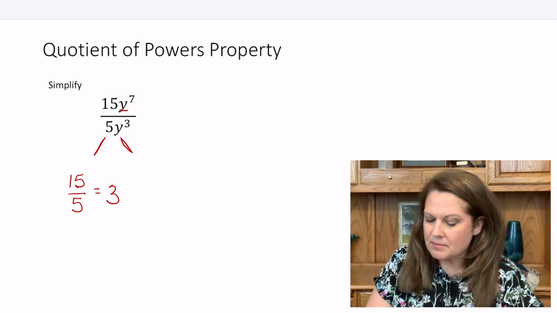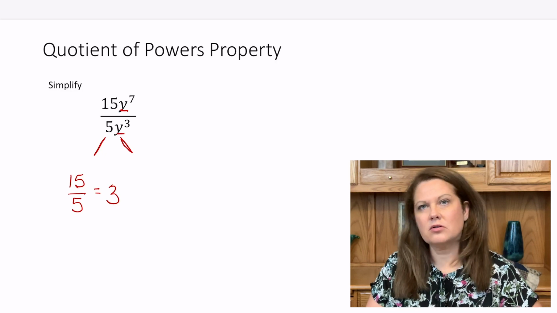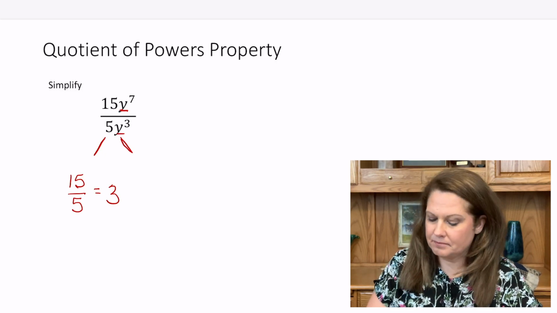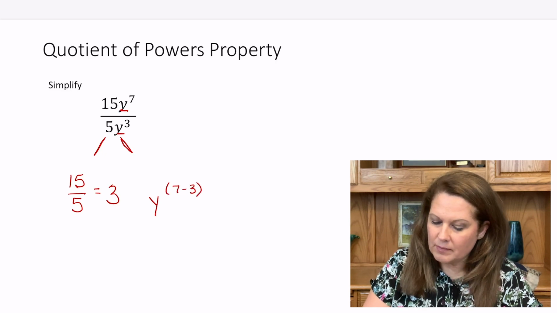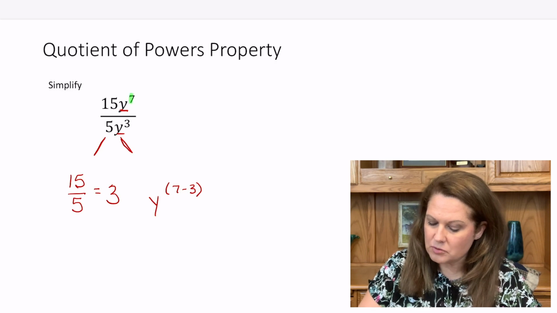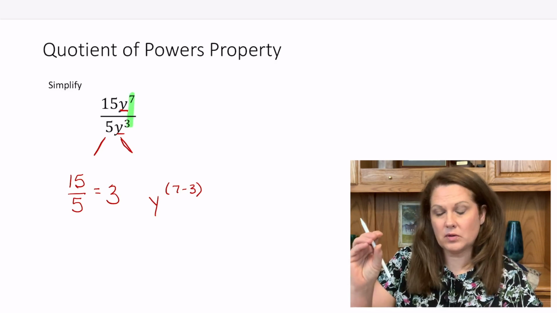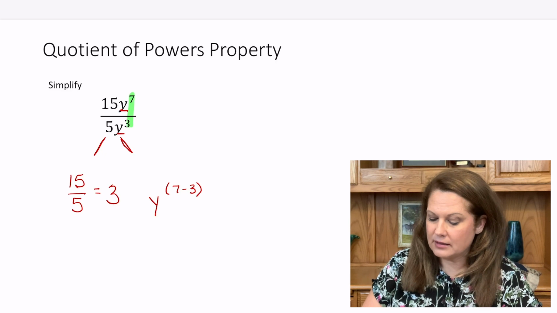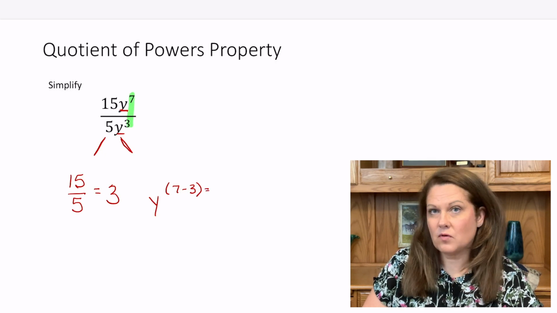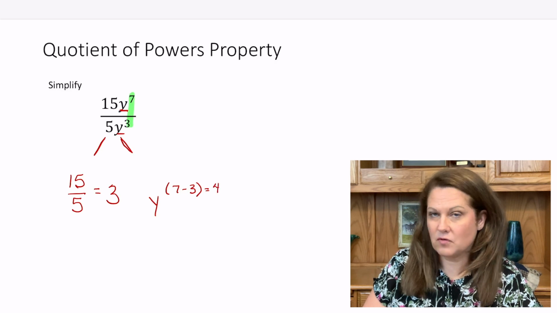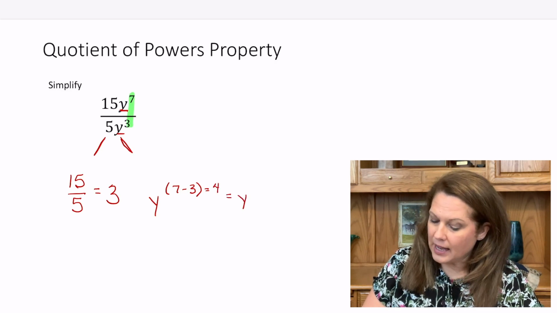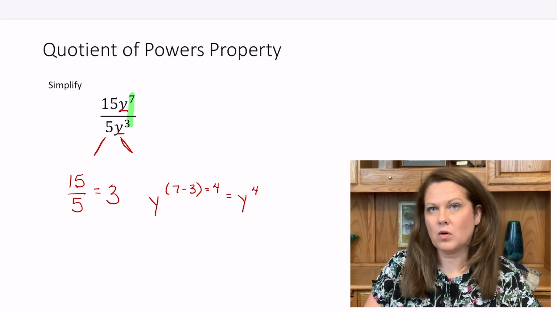Do we have the same bases on our powers? Absolutely, we have the base of y. So we're going to say y to the 7th power minus 3. Remember, we're going to subtract our exponents. That's our shortcut. And what is 7 minus 4? Or I'm sorry, I gave you the answer. 7 minus 3, that's 4. So our power is y to the 4th.